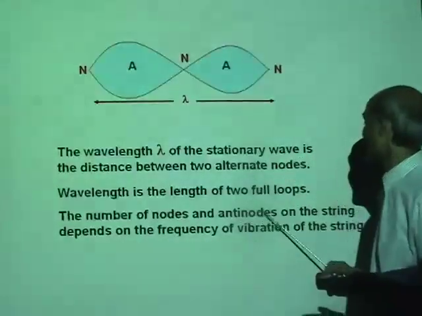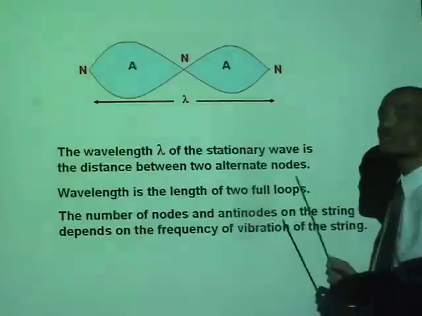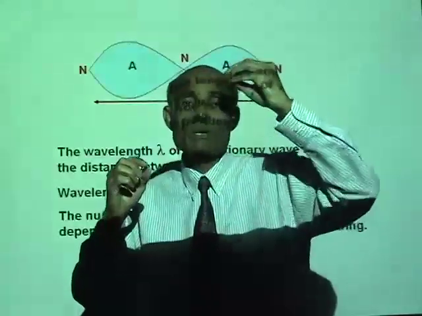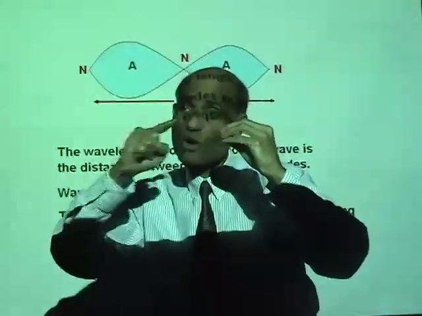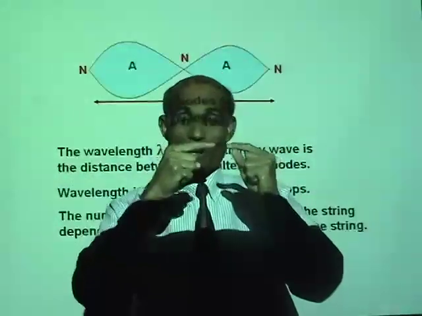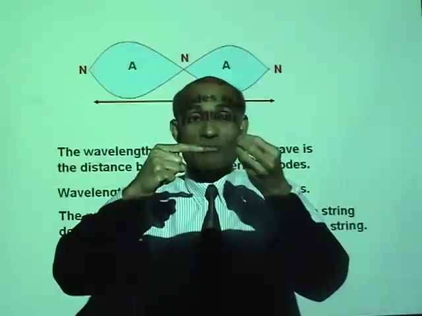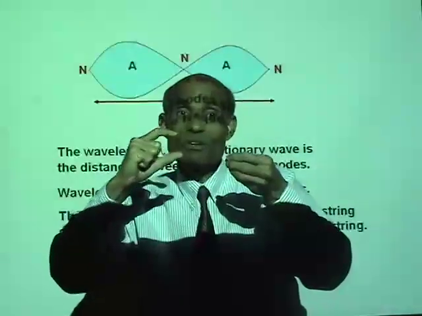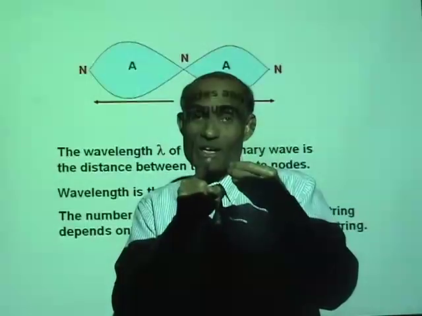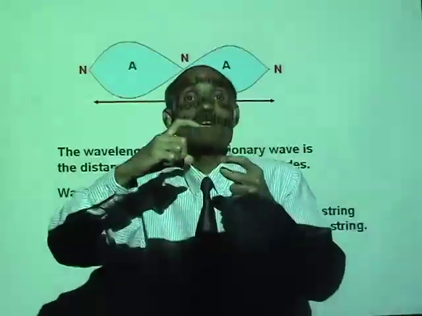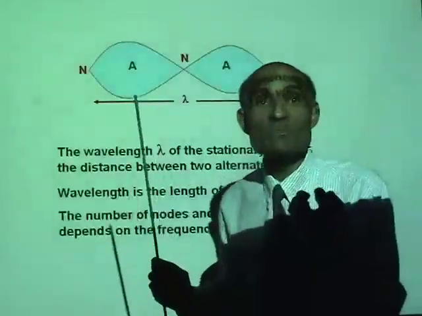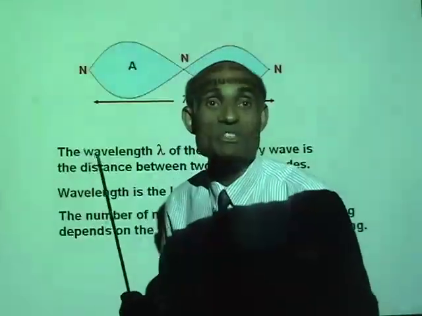The number of nodes and antinodes on the string depends on the frequency of vibration of the string. Now, you remember I told you that by the time the vibrator completes one vibration, if the wave goes and comes back, then the string will vibrate in one segment. But suppose by the time the energy goes and comes back, the vibrator completes two vibrations, then the string will vibrate in two segments. If the vibrator does three vibrations, then the string will vibrate in three segments. That means the number of segments produced in a stationary wave depends on the frequency of vibration of the vibrator.